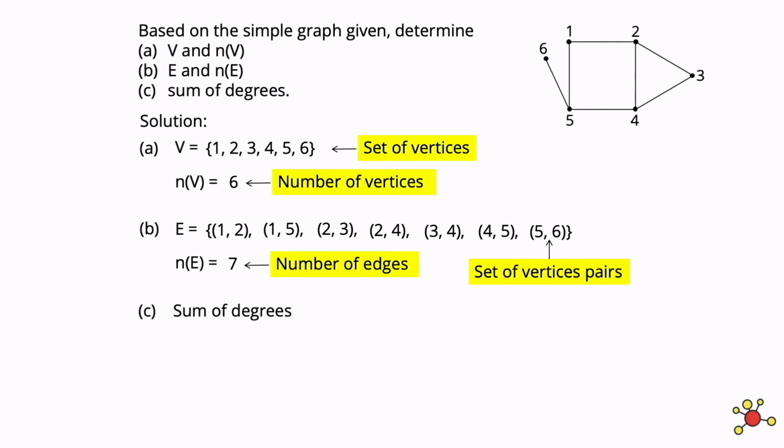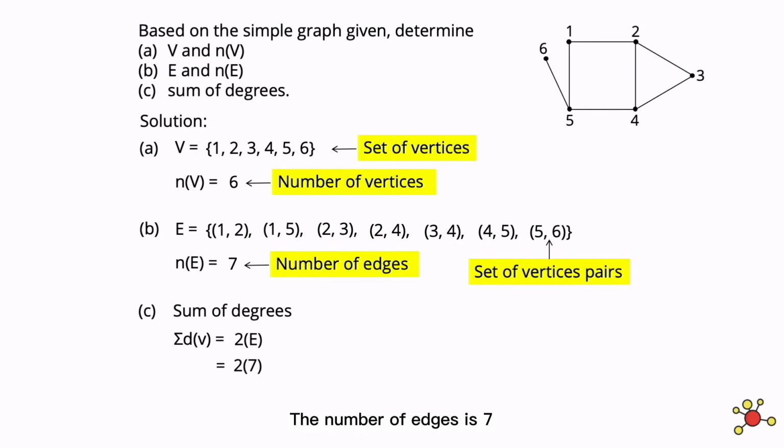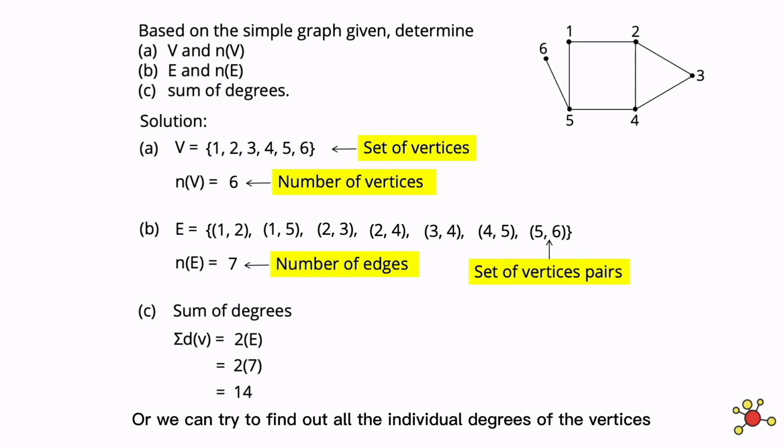C. Sum of degrees. Apply the formula. Sum of degrees of the graph is twice the number of edges. The number of edges is 7. 2 times 7 equals 14. Or we can find all the individual degrees of the vertices.